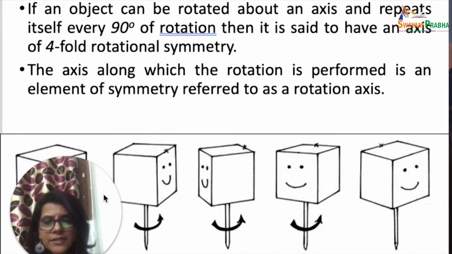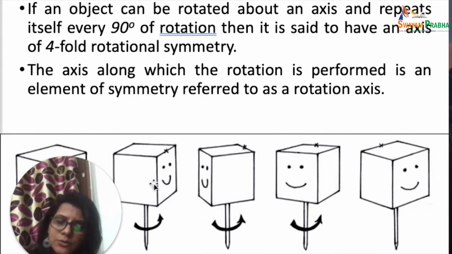Now just see, this is a cube. Now if I rotate an object about an axis and it repeats itself every 90 degrees of rotation, then it is said to have a fourfold rotation symmetry. The axis along which the rotation is performed is an element of symmetry. So just see, this is a cube. In this cube, through the center is passing a line. Now if I rotate this 90 degrees, I get an identical structure.